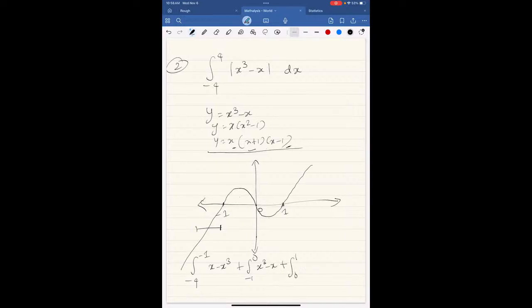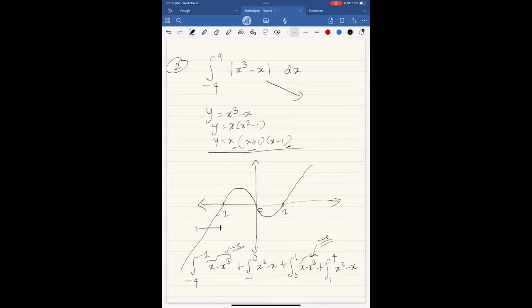0 to 1, we will introduce a negative sign. We are introducing a negative sign to this function, right? Because we have to make it positive. So if we introduce a negative sign, this will be x minus x cube. And from 1 to 4, it's already positive, so no need to do anything. So x cube minus x. I hope you see that we are just introducing a negative sign over here, so as to make our integrand positive, right? So now we need to integrate this thing.